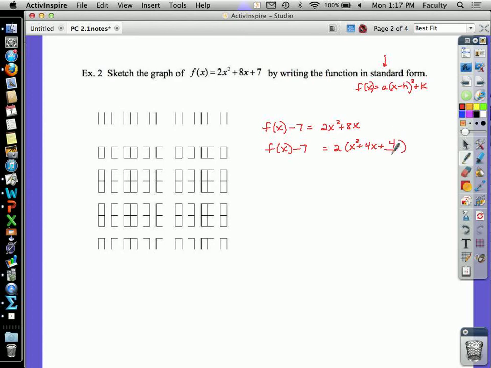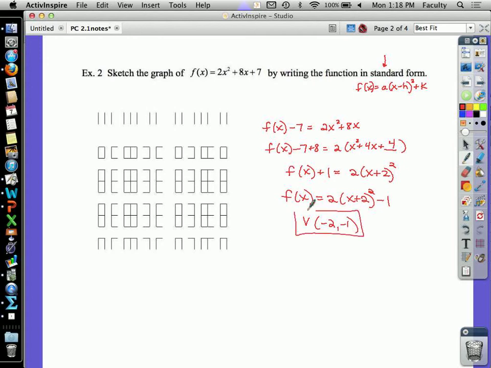But I didn't actually add 4 to the right side. What did I actually add? 8. How did you get 8? Do you see that? Inside here it really is getting multiplied by 2, so I'm adding 8 to both sides. So this becomes f of x plus 1 equals 2 times the quantity x plus 2 squared. So I completed the perfect square trinomial. And then the last thing I'm going to do is subtract the 1. Now it's in standard form, and I can read off the vertex is negative 2, negative 1.